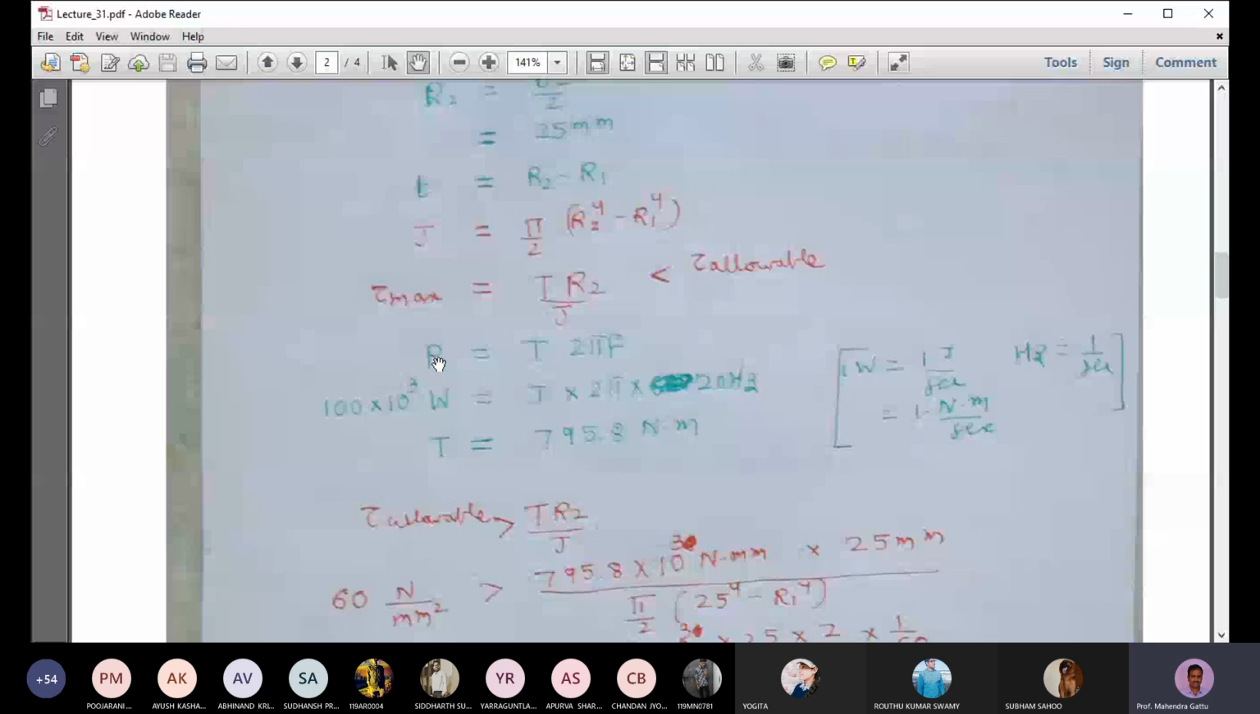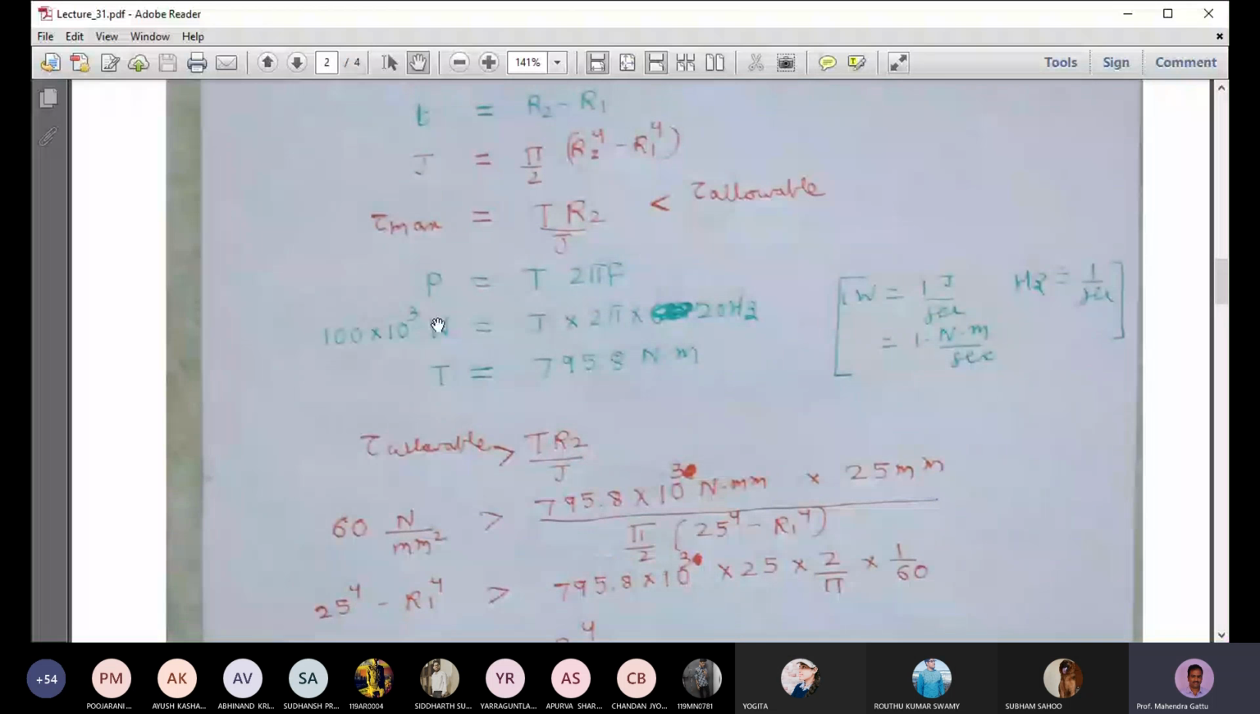So we have the P value, that is the power, and that is T times omega. Omega is 2 pi f. So P is given as 100 kilowatt, so 100 into 10 power 3 watt. So 1 watt is 1 joule per second, or 1 joule you can write as 1 Newton meter per second, and Hertz is 1 per second. So second and second will cancel out, and we are left with Newton meter. So Newton meter is the unit for the torque.